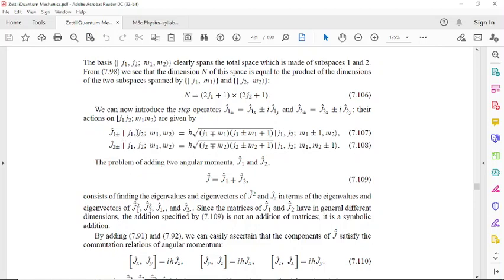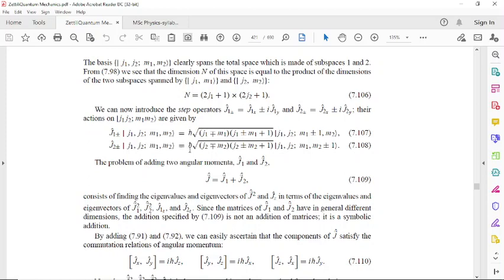When J1± is operating on the ket joint eigenstate |J1, J2, M1, M2>, the result is that it acts only on J1. So the result is ħ times the square root of (J1 ∓ M1)(J1 ± M1 + 1) times |J1, J2, M1 ± 1, M2>. Only it is acting on M1 and J1. And similarly, J2± is acting on J2 and M2.